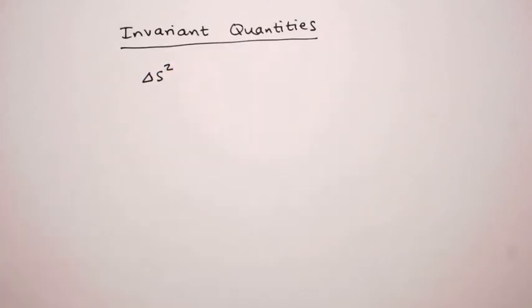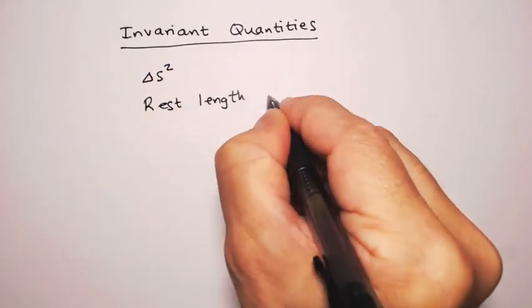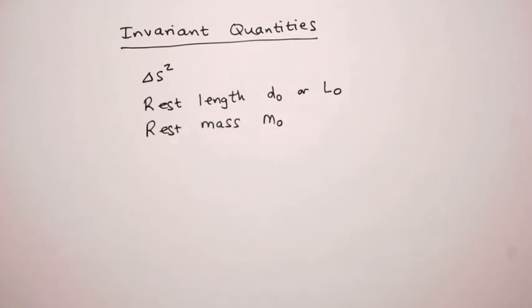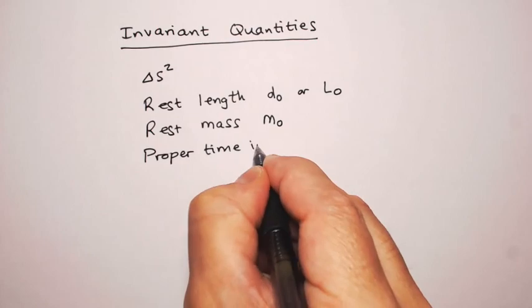Note that we have previously encountered other quantities that are invariant, namely rest length, rest mass, and proper time in the context of the proper time interval.